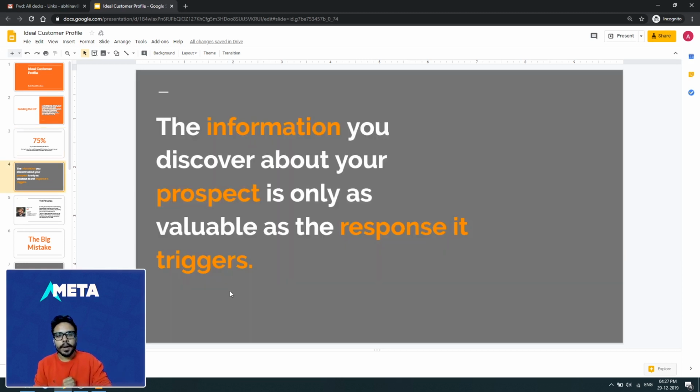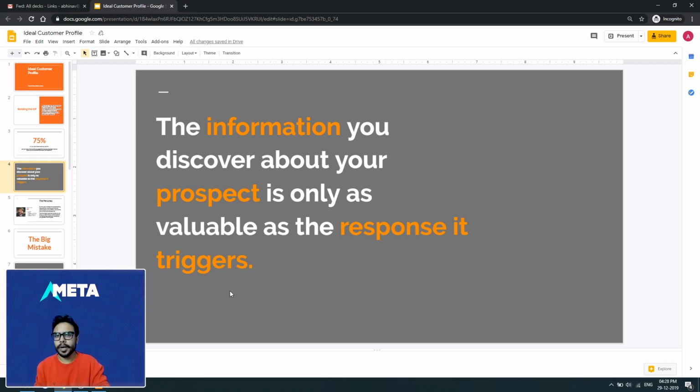So a humble reminder before we talk more about ICP is that the information that you discover about your prospects is only as valuable as the response it triggers. What does this mean? You cannot discover any random information about your prospects. You have to discover information that is about your prospects and also related to the area that your product taps into. So it has to do with the problem statement that you're solving for them and their emotions and triggers regarding that problem statement. You can't just figure out where they live, what kind of age group they have, do they have kids or not.